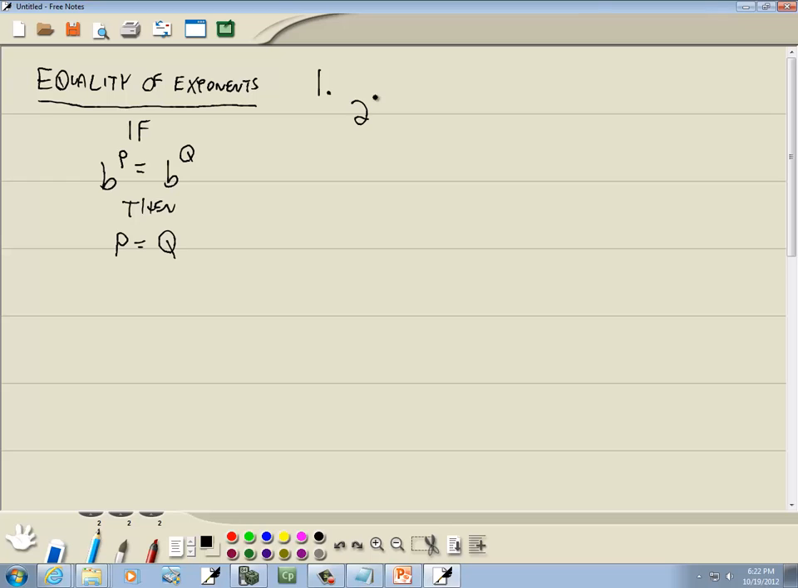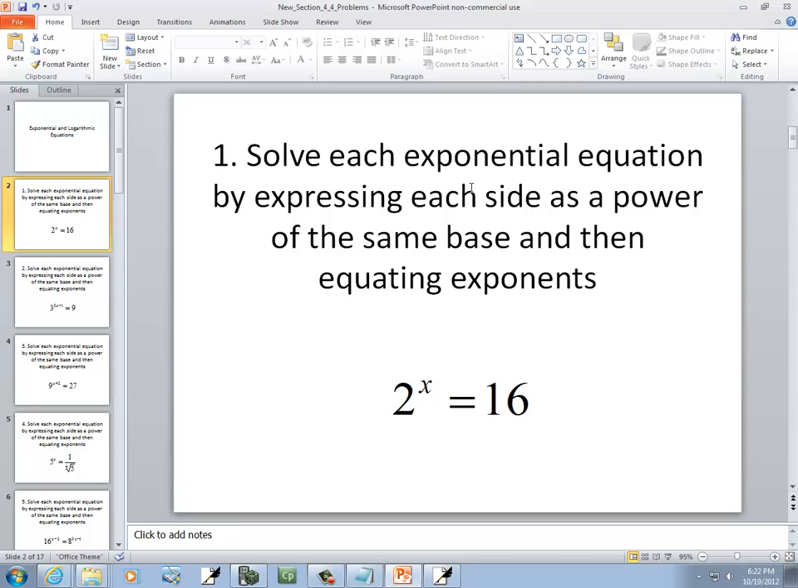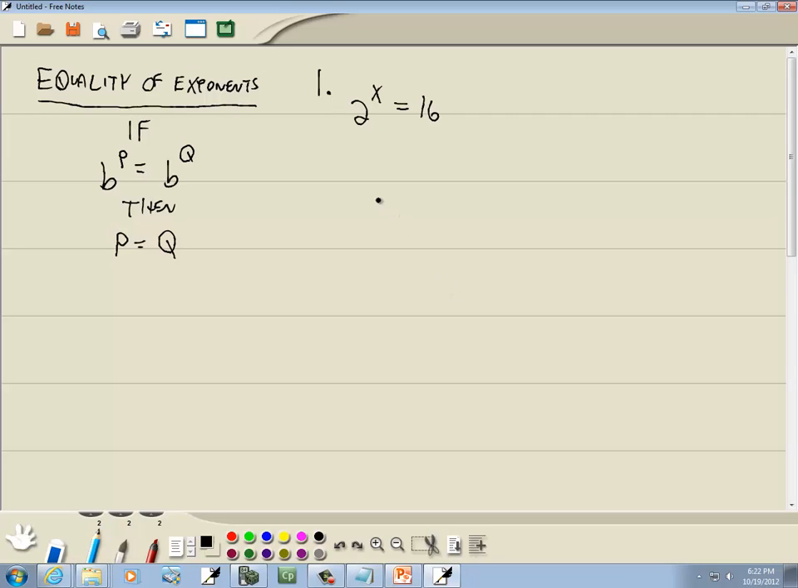We've got 2 to the x is equal to 16. It says solve each exponential equation by expressing each side as a power of the same base and then equating exponents. This is the equality of exponents. I'm going to start with my larger number, and I'm going to try to rewrite it as a smaller number to a power. Well, I can rewrite 16 as 2 to the 4th power. Now the equality of exponents says if you can write this as 2 to the power equals 2 to the power, you can set the exponents equal to each other. And once we set them equal to each other, we're actually done because x is equal to 4.